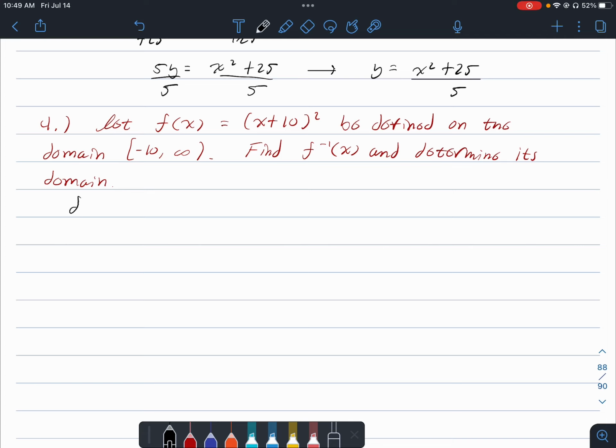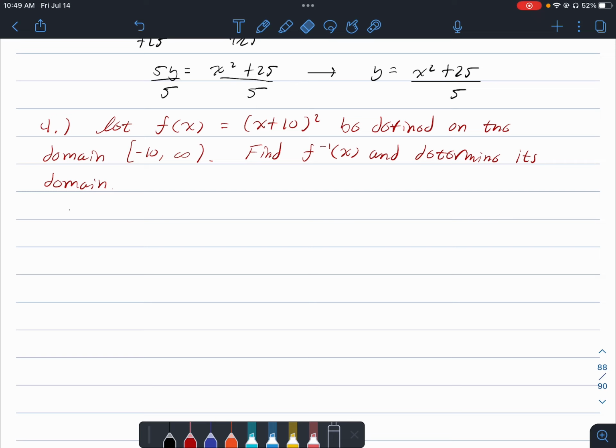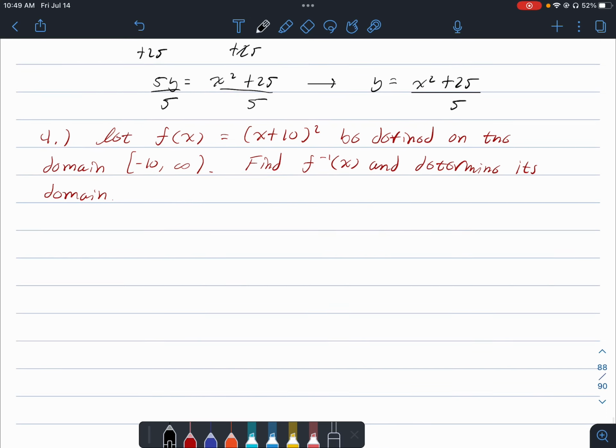To find the domain of f inverse of x, we need to find the range, I guess, of this function, f of x. So here we can see what possible values this could take if we plug in these numbers here. Now, we know that since we're squaring this whole quantity here, since we're squaring all of that, it has to be greater than or equal to 0.